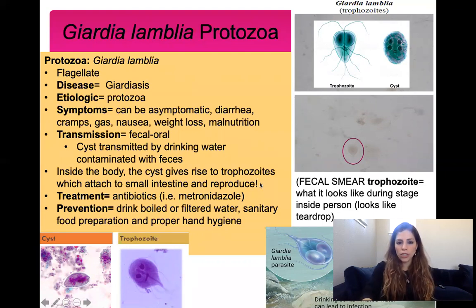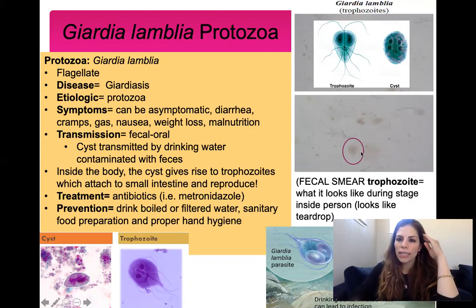Remember, these are the vegetative forms, and these attach to the small intestine, start reproducing, and this causes all the diarrhea and the inflammation in the small intestines. For prevention, you want to drink clean water, so boiled water, filtered water, sanitary preparation of food and proper hand hygiene. This is why it's important to wash our hands, among many other things.